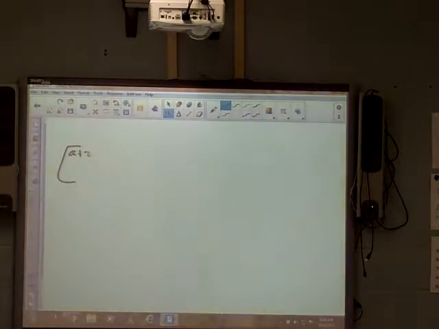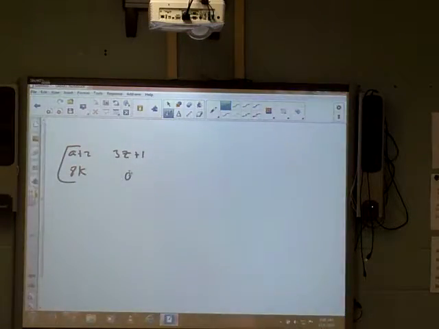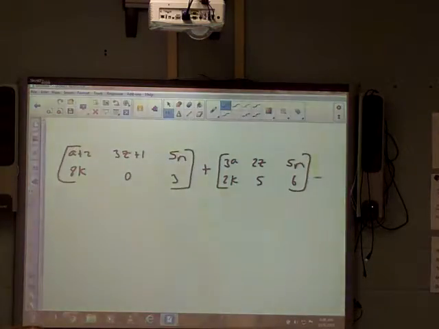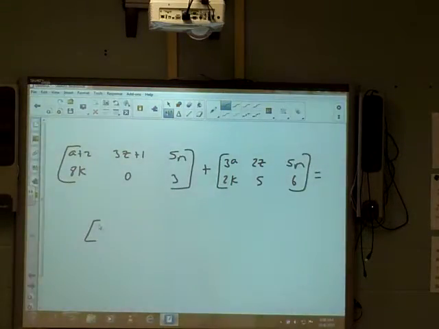Alright, here we've got a plus 2 in the top left, 8k in the bottom left, 3z plus 1 in the top middle, 0 in the bottom middle, 5m in the top right, and 3 in the bottom right, plus, getting difficult here, 3a in the top left, 2k in the bottom left, 2z in the top middle, and 5 in the bottom middle, 5m in the top right, and 6 in the bottom right, equal to 10, 10, negative 14, 5, 89.